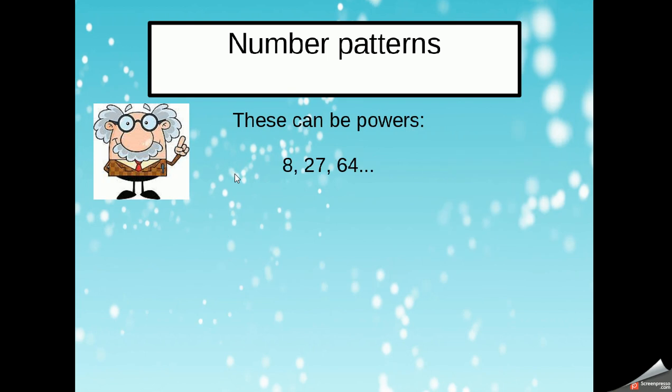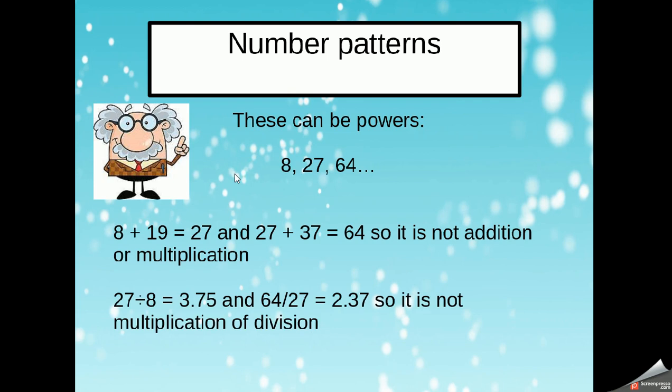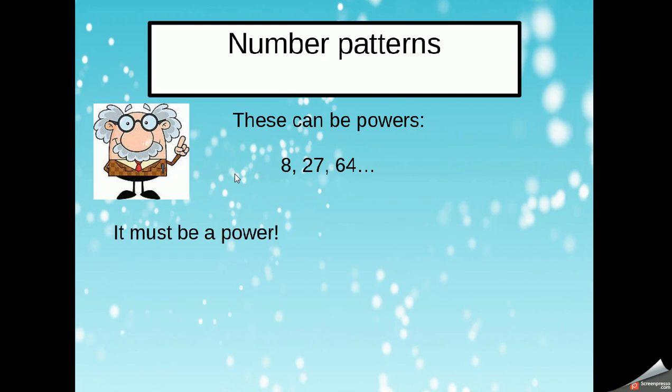We can also have powers. So here we've got 8, 27 and 64. Well, 8 plus 19 is 27 and 27 plus 37 is 64. So the differences aren't of a fixed amount, so we can rule out addition and subtraction. And then 27 divided by 8 is 3.375 and 64 divided by 27 is 2.37. So it's not a fixed amount when we multiply or divide, so it's not multiplication or division. Therefore, we must be working with a power.